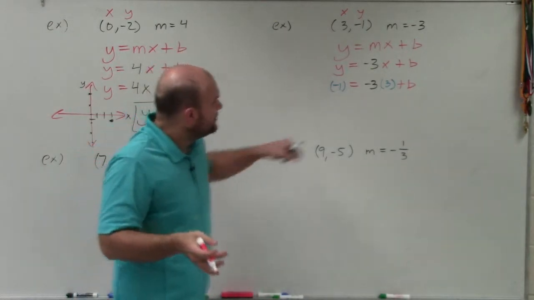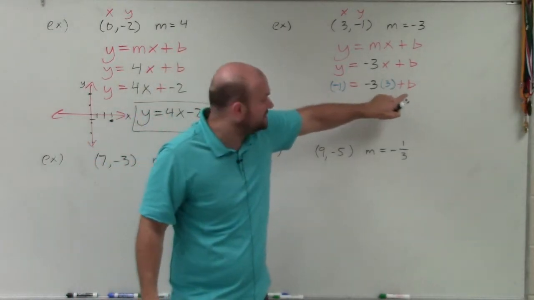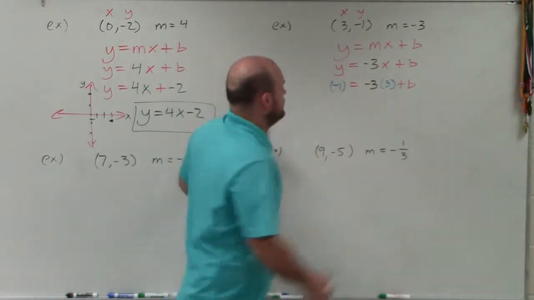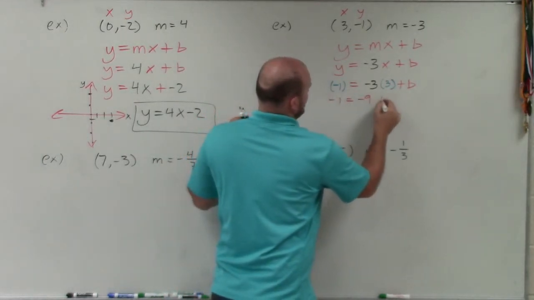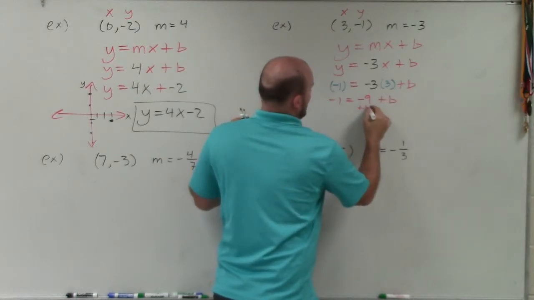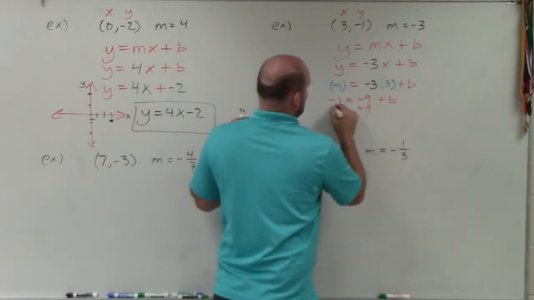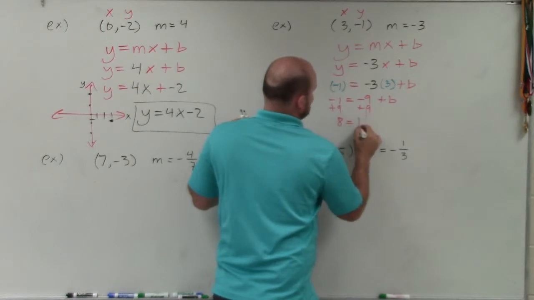So now you can see that the only thing I still don't know, which I need to solve for, is b. So I go ahead and now simplify my problem. So I have -1 equals -9 plus b. Add 9 to both sides to solve for b. And I get 8 equals b.